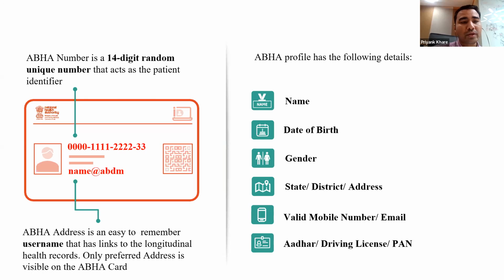Similarly, as you can see over here, there is a sample of an ABHA card in which a 14-digit random number, which is a unique number, is mentioned, along with the ABHA address. ABHA address means name@abdm, which you are seeing on the screen. Name@abdm. This is the ABHA address. What is the ABHA address? It is easy to remember and user generated, available in the format of name@abdm. ABDM again, Ayushman Bharat Digital Mission.